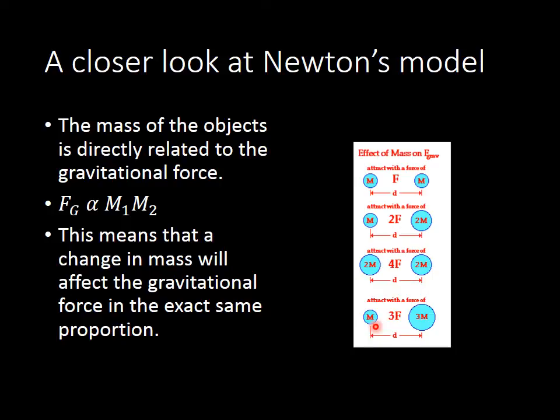The mass of the object is directly related to the gravitational force. It's directly proportional, so a change in mass will affect the gravitational force in the exact same proportion. If I double the mass of one of the objects, I get double the force. If I double the mass of both objects, I get 4 times the force.